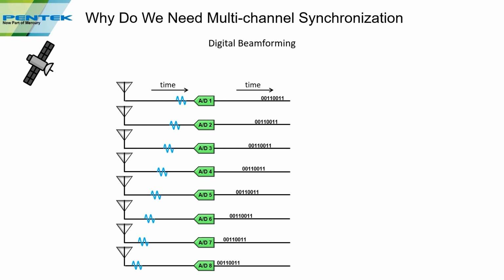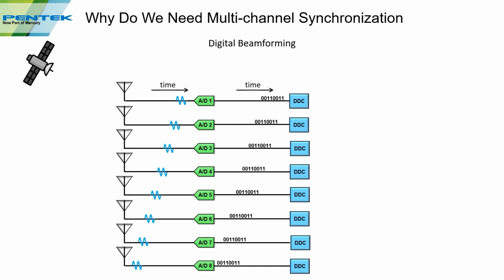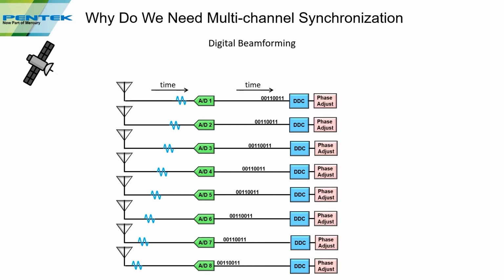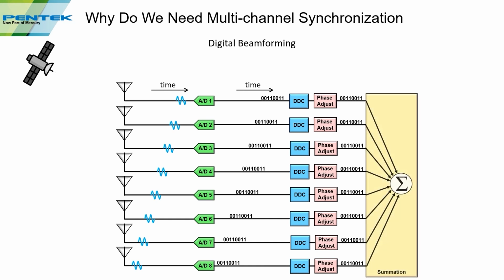So one way to do it is to use a digital down converter or a DDC. And with the output of that, you can adjust the phase. And with that, you can line up all of these signals. So now they're all phase aligned. You can bring them into a summation stage where all 8 of these signals are summed together to produce a greater signal on the output.